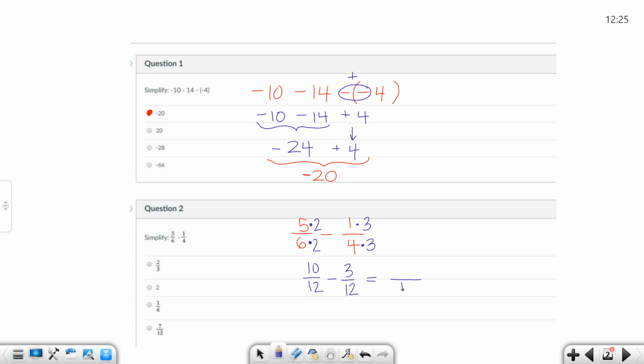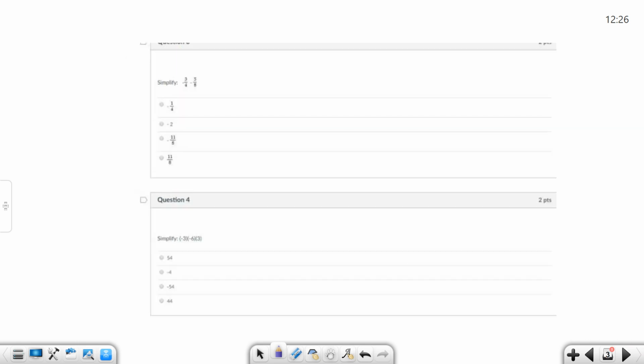Now the good thing is that I have a common denominator. It's twelfths. That's how it would look. I can just simplify across the top. So when I simplify across the top, I have 10 minus 3. Well, 10 minus 3 would give me 7, and my answer should be 7 twelfths. So remember your sign rules. If they're the same sign, you add and keep the sign, and if they're different signs, you subtract and take the sign of the larger.